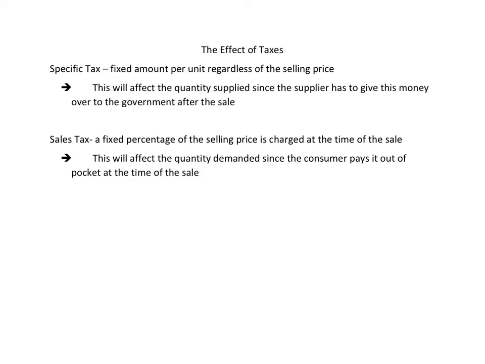The other type of tax we're going to look at is a sales tax, and this is a fixed percentage of the selling price that is actually paid by the consumer. Now what's interesting is the specific tax will affect quantity supplied, and that's because it affects the actual supplier. They're the ones sending this money to the government. You as the consumer don't see it. A sales tax will affect the quantity demanded, because you as the consumer are seeing this number and therefore less likely to purchase something at a higher price.